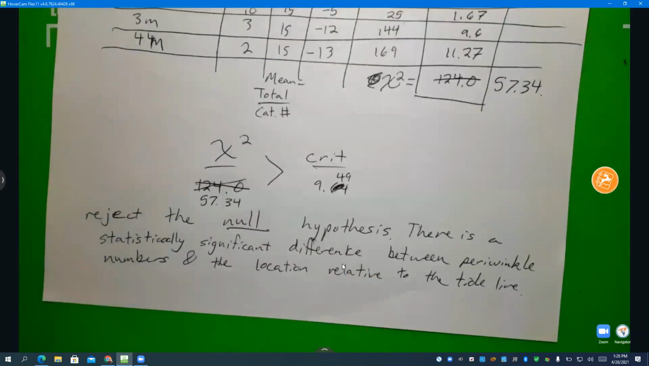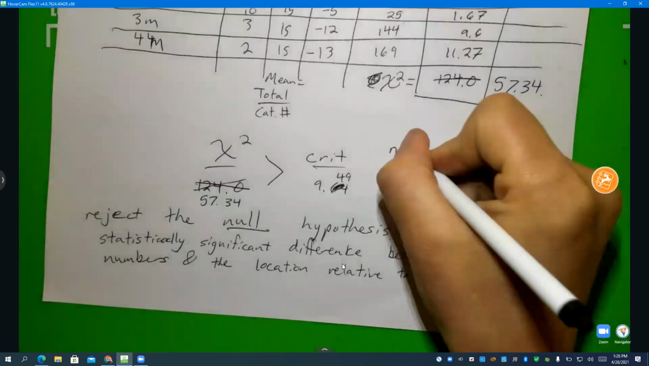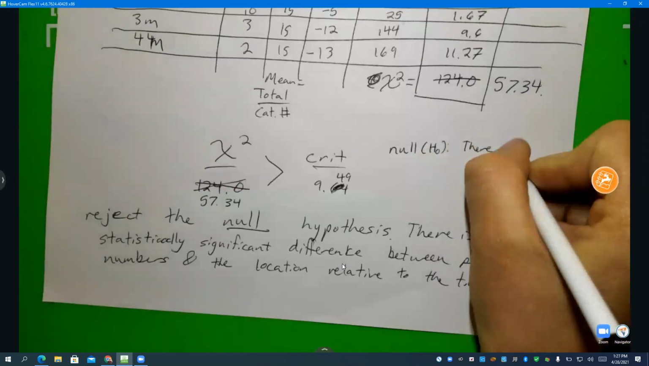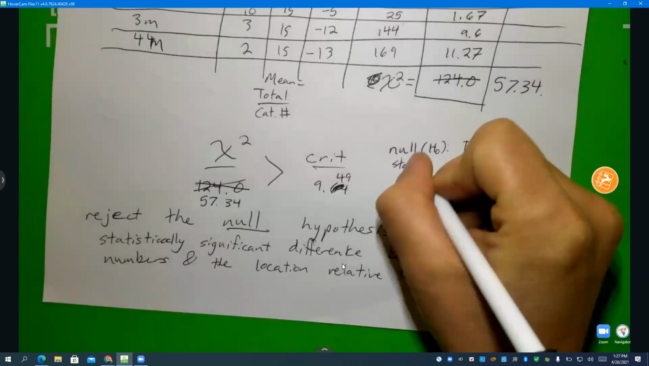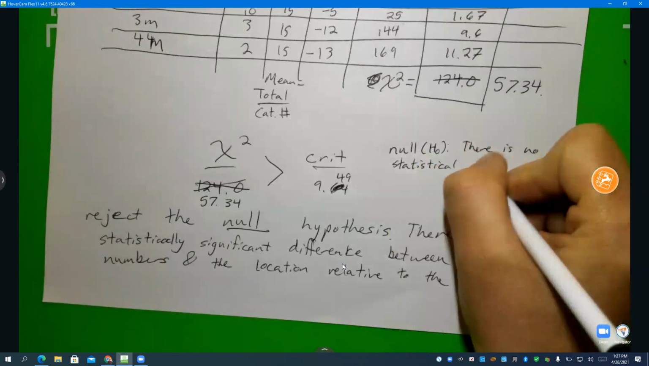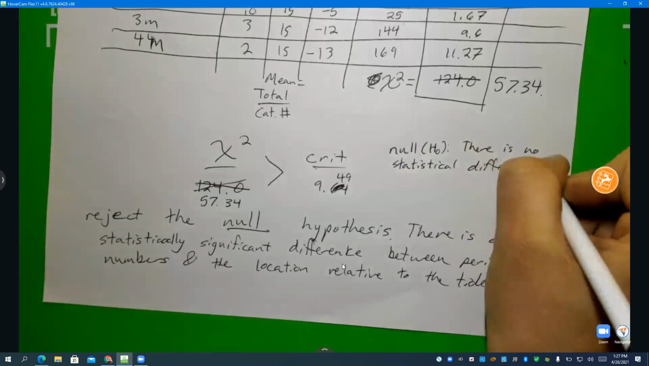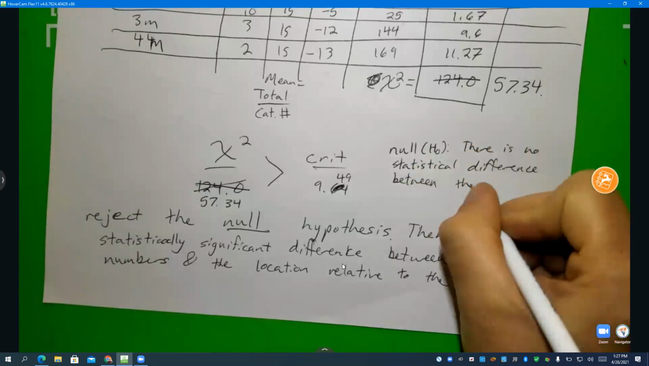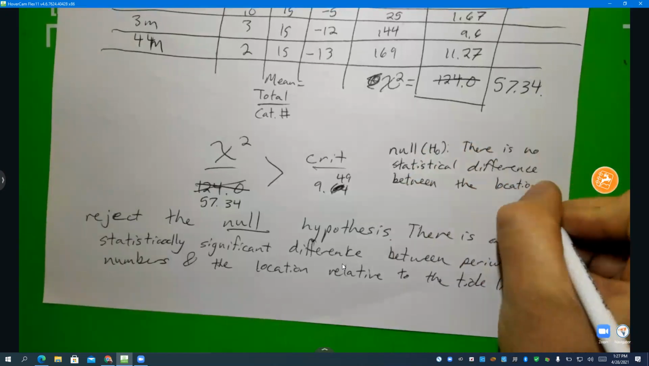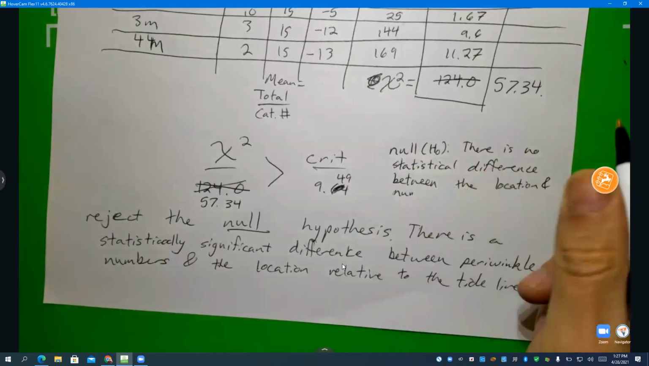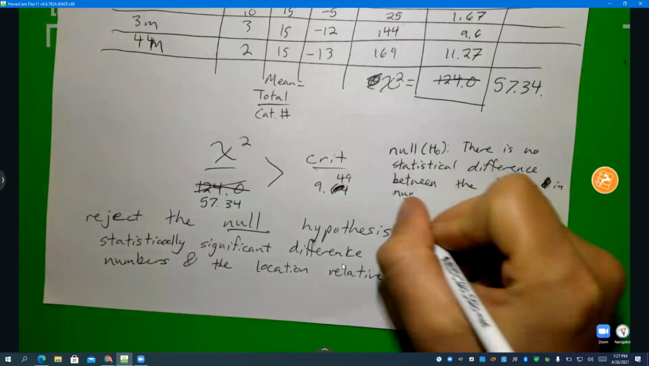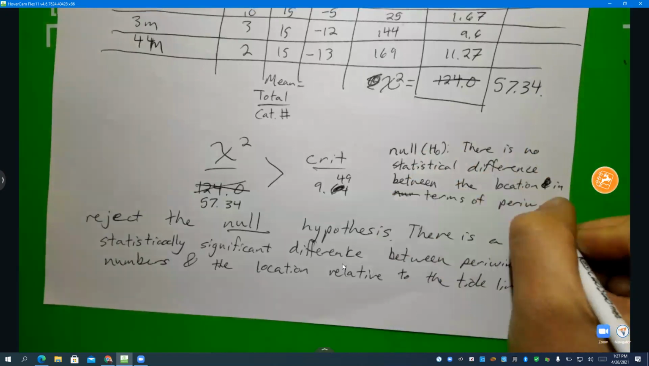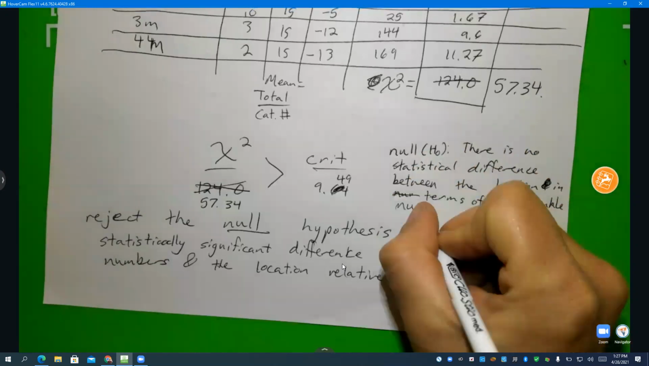The null hypothesis, sometimes called the H naught, would have been: there is no statistical difference between the locations in terms of periwinkle numbers. Great name, periwinkles, by the way.